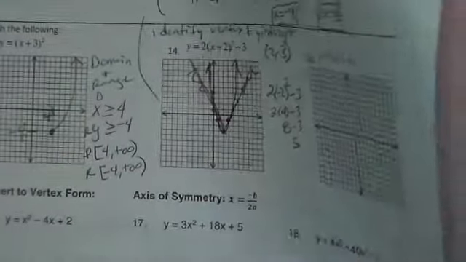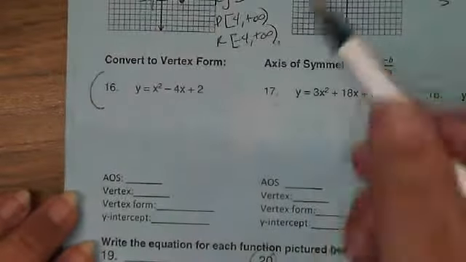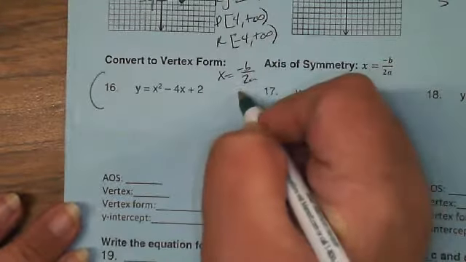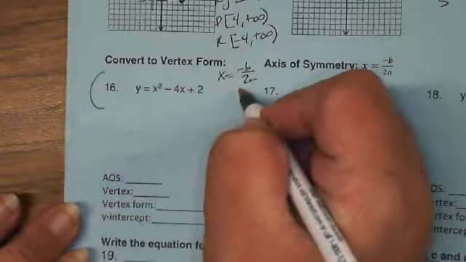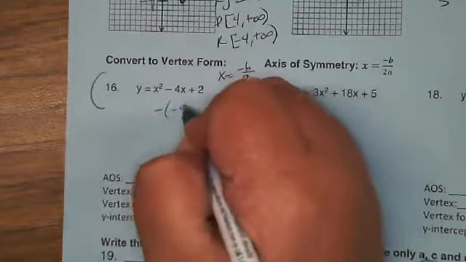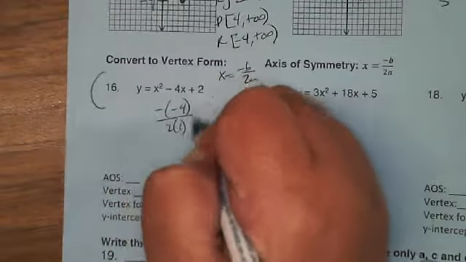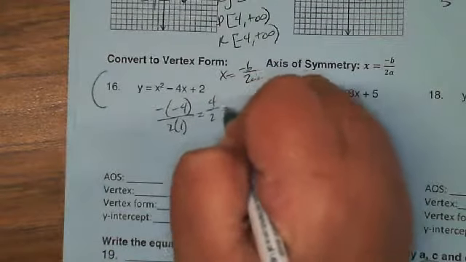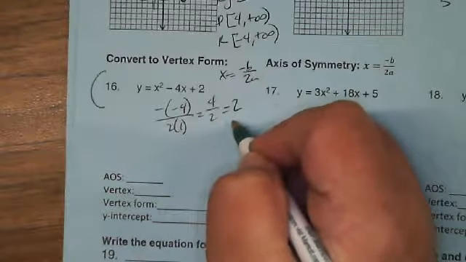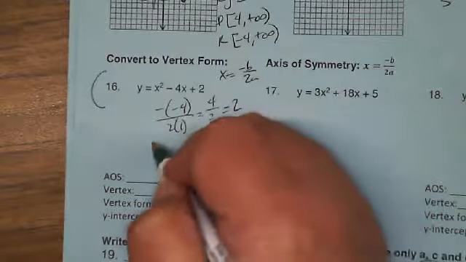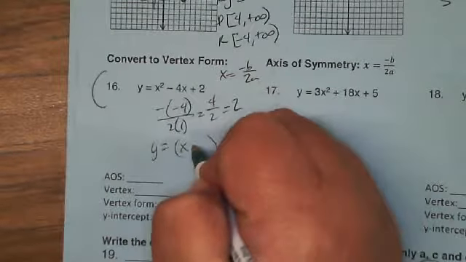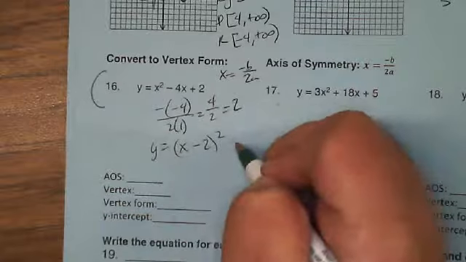Let's go on to convert to vertex form. Number 16, you're going to use x is equal to negative b over 2a. So our b is negative 4, and 2 times 1 gives us 4 over 2, which is 2. So your equation, since this is a positive 2, would be (x minus 2) squared.